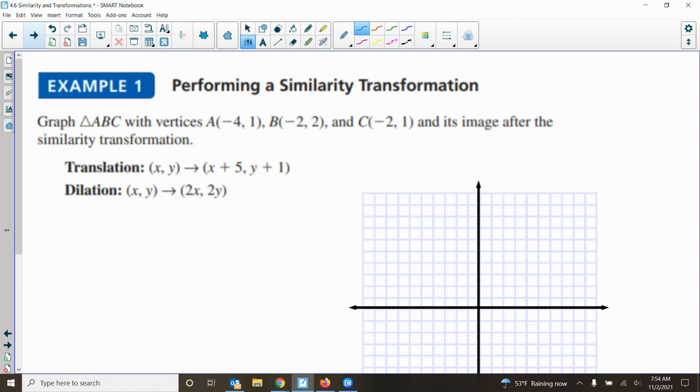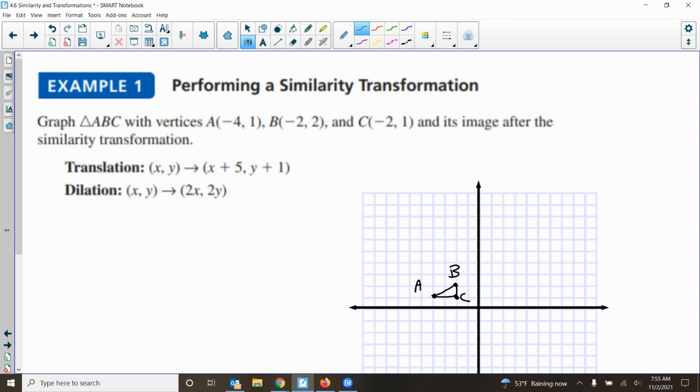All right, so let's give this a whirl. So here is a similarity transformation. Give us A, B, and C. Go ahead and plot them. A is at -4, 1. 1, 2, 3, 4, 1. And B is -2, 2. And C is -2, 1. Okay. We've got A, B, and C. Little right triangle. Okay. Now, they say graph the triangle and its image after the similarity transformation.